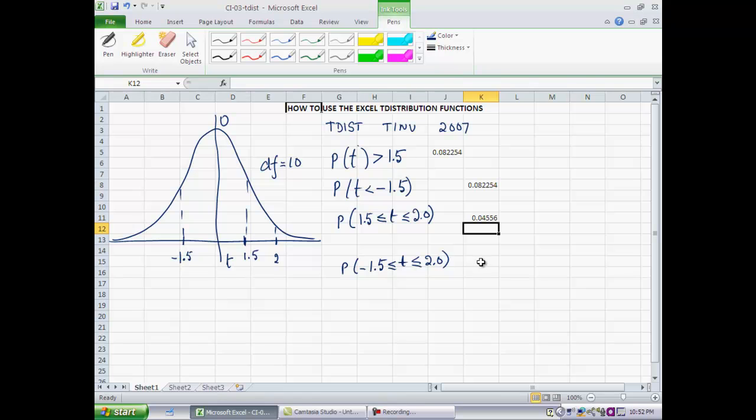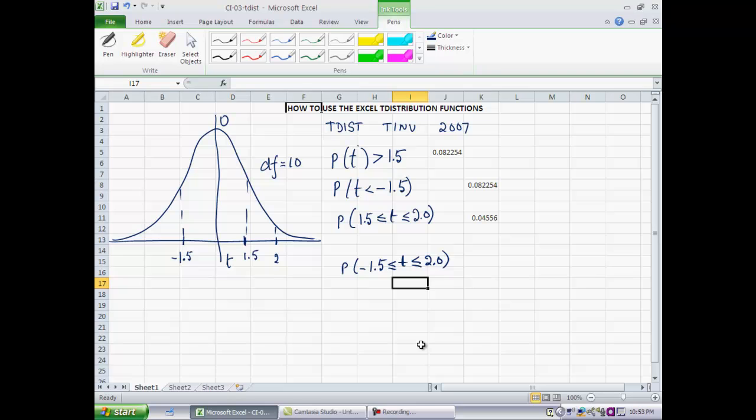Now let's look at the last one. What is the probability that T will lie between minus 1.5 and plus 2? Obviously, I cannot get this area directly. Okay, so how do I go about getting this? I know I can get the area to the right of 2, and I can get the area to the left of minus 1.5 by doing some mental gymnastics. So let's see how we would go about doing this.